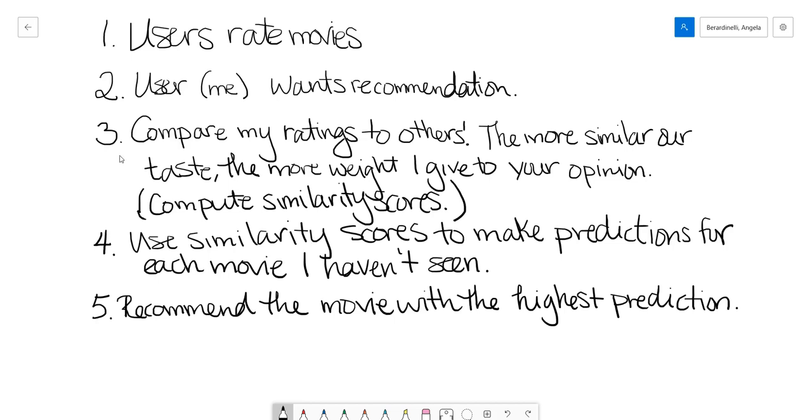And so the third step is to compare my ratings to everyone else's ratings. And the trick here is that the more similar my taste is to yours, the more weight I'm going to give to your opinion. And so to accomplish this step, we're going to compute what are called similarity scores. And I'll go into how that works when we pull up the spreadsheet. After we have the similarity scores, we are going to use those to make predictions for what I might think of every movie that I haven't seen on the list. And then the highest predicted score will be the movie that's recommended for me to watch next.